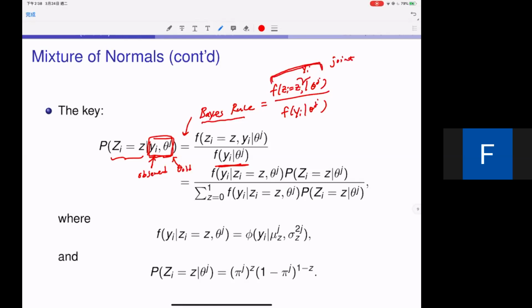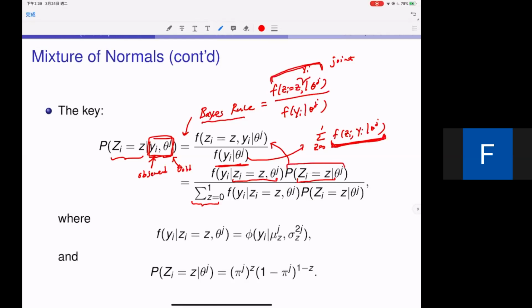Since I can write this out again with theta given, the distribution of zi equal to z becomes the joint PDF, straightforward. The denominator is just the summation over z from 0 to 1 of f of zi, yi given theta j. Still straightforward as well. As long as you know the numerator, you can just put that summation over z from 0 to 1. Then look at the numerator.